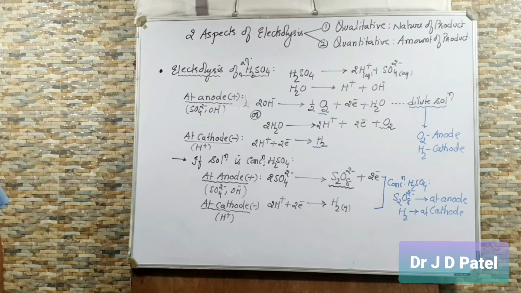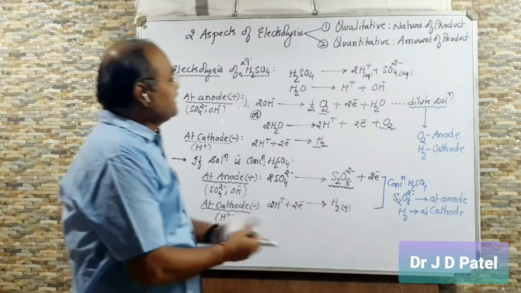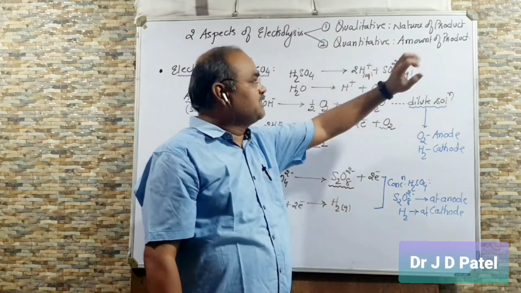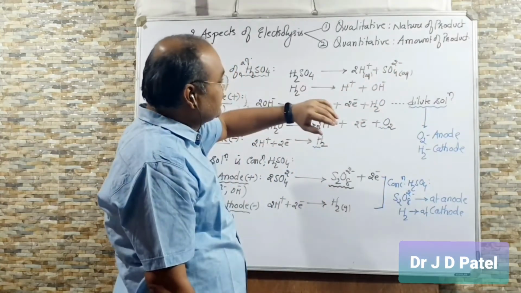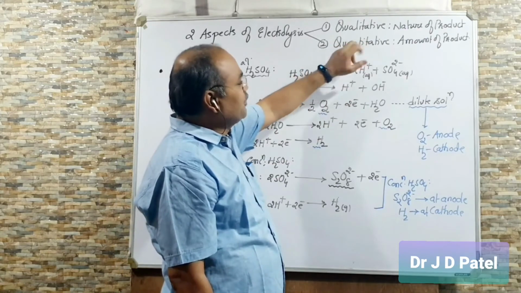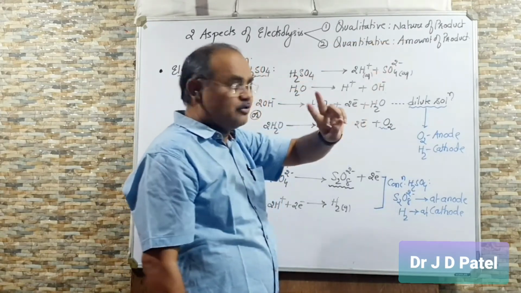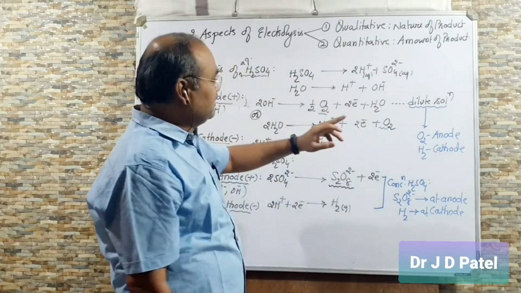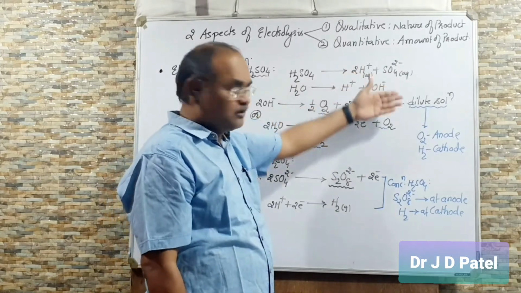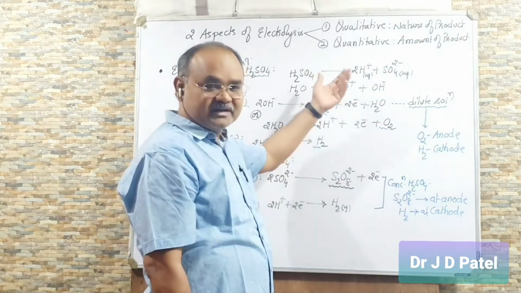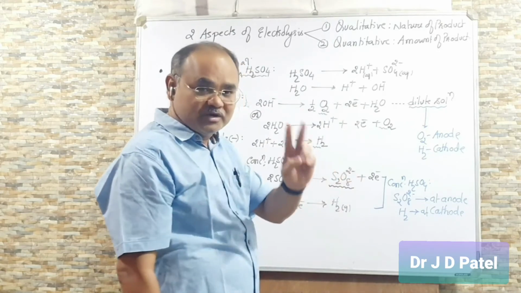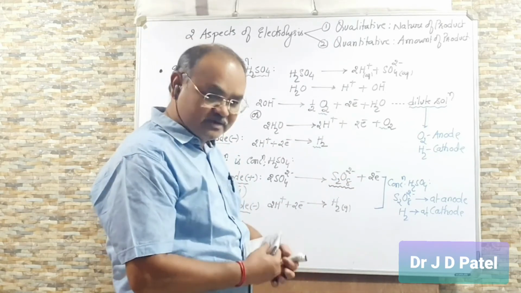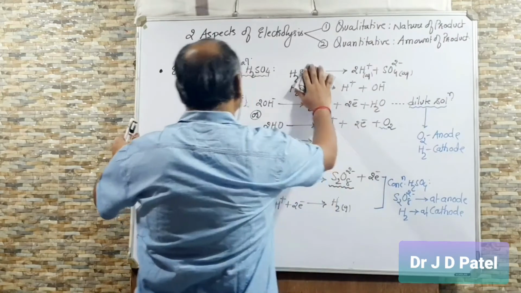Okay. Now the second aspect, quantitative aspect, that is amount of product. Before studying that in detail, one more point we will take: the nature of product, I told you, depends on the nature of material. Material we have taken dilute, concentrated. In earlier case we have taken molten and concentrated. But I told you it also depends on type of electrode. That is not given in our book, but they are asking, so we will take one example.